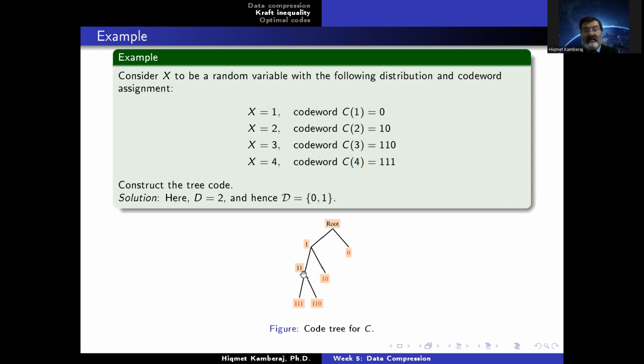Then on 1, 1, I continue with 2 children. 1, 1, 0 on the right, 1, 1, 1 on the left. Now 1, 1, 0 and 1, 1, 1 are both code words. Then I keep both of these and remove all the descendants of the 1, 1, 0 and the code 1, 1, 1. Then what is left is the code tree for this code word assignment.